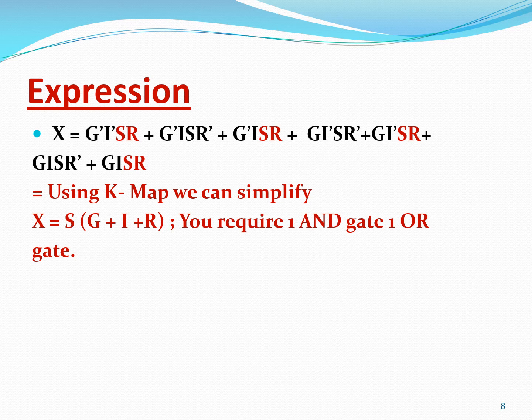So in this case, you require one AND gate and one OR gate. So the circuit is as simple as that. That is, the output of S is to be ANDed with G or I or R, the three individuals' outputs are ORed, and both are to be ANDed, and you get the circuit.